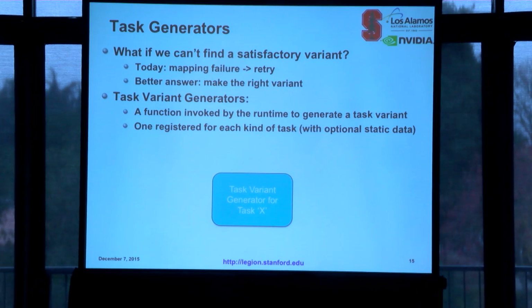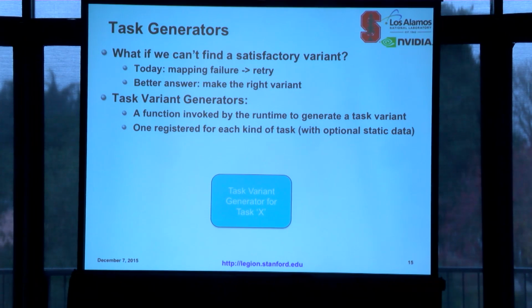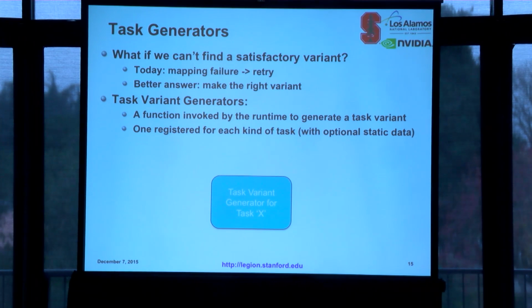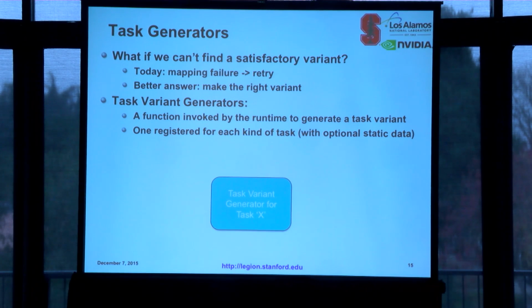And the idea is it's going to be invoked by the runtime to generate a new piece of code, a new task variant for a particular functional task specification. And what we'll do is, you can register one of these task variant generators for every logical task ID that you specify in your application. And what you can do now is, every time we find we don't have a task variant to satisfy certain constraints, we'll invoke this task variant generator.